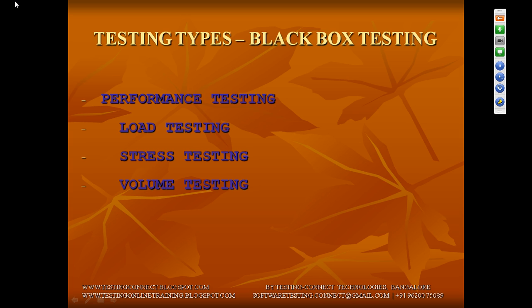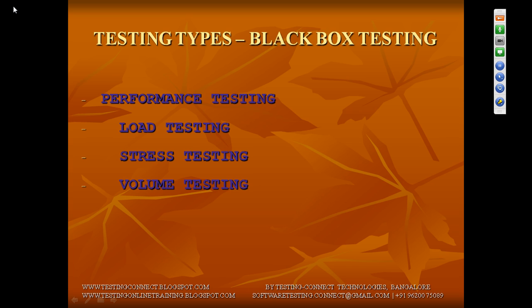Okay, so performance testing is again divided into three different types. That is nothing but like load testing, stress testing, and volume testing. Load testing, stress testing, and volume testing. Okay, load testing.